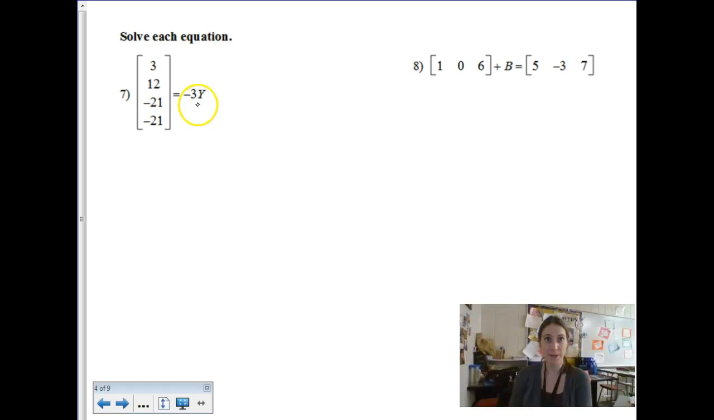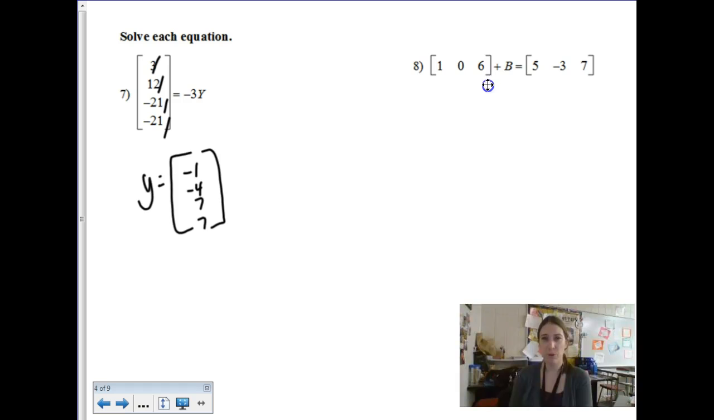So if you think about mathematical inverses, basically we're just going to divide everybody here by -3. That's going to give us our original matrix of Y. So Y is, let's see, -1, -4, 7, and 7. And if you don't believe me, go back and multiply that scalar multiple in, but it works.